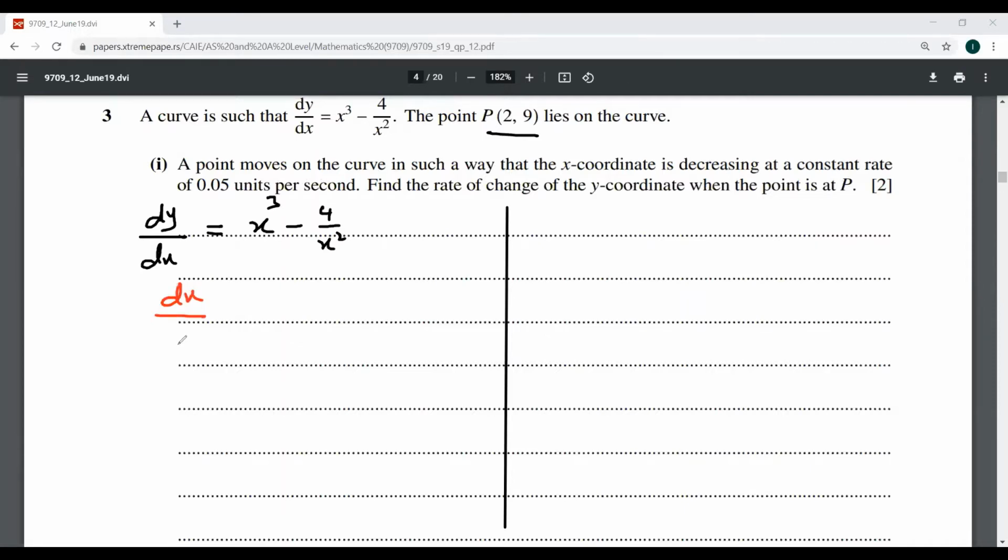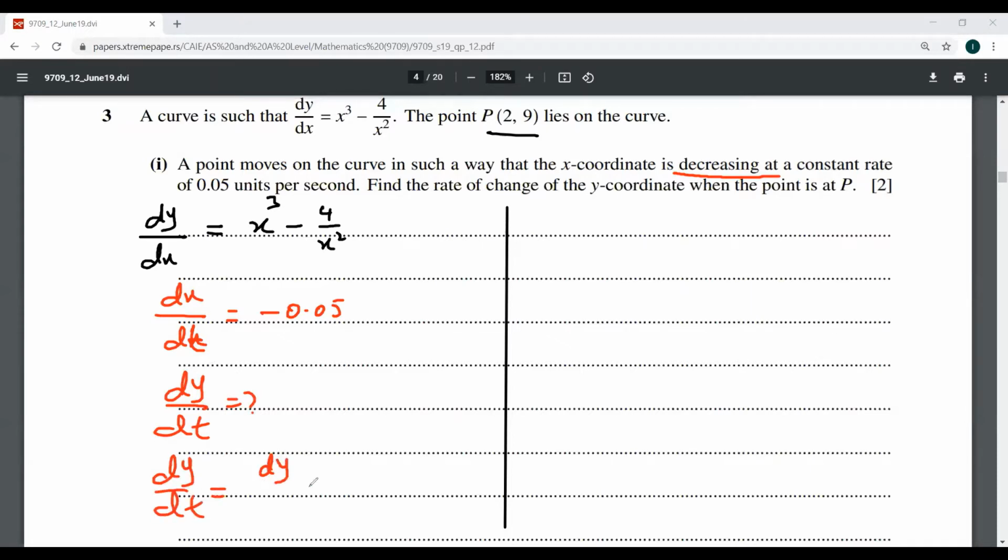So I'll write it as dx by dt over here, okay? And that is the decreasing rate, okay? So I'll write it as minus 0.05. I'm not writing the units right now. Find the rate of change of the y coordinate. So it's asking for the dy by dt. Okay, now you know that you will have to go for the chain rule over here.